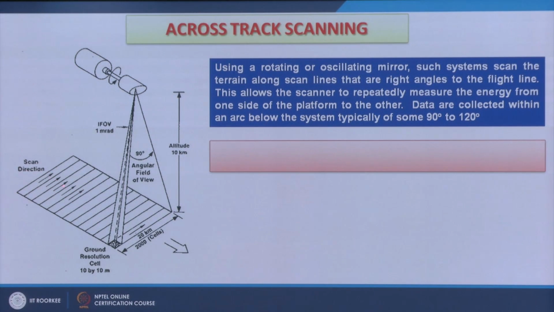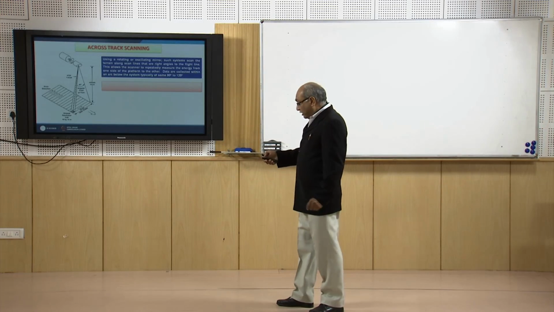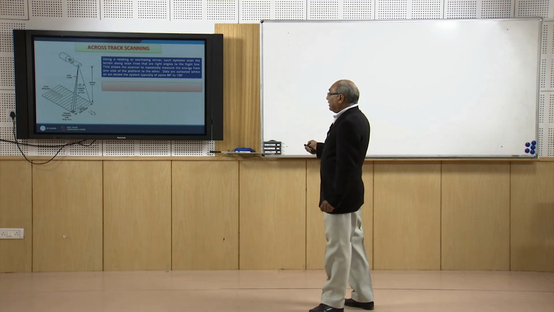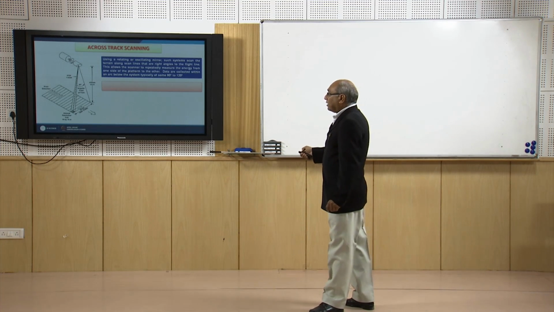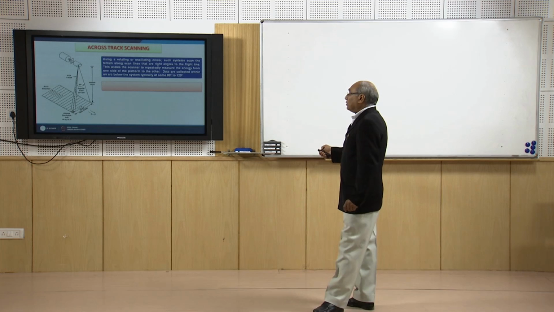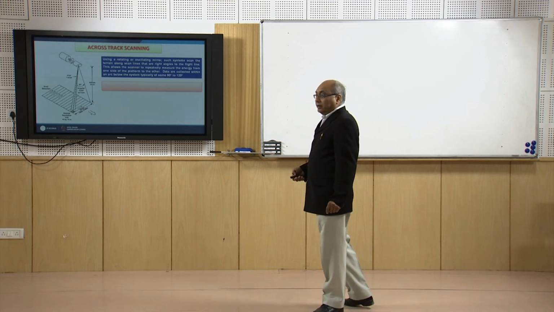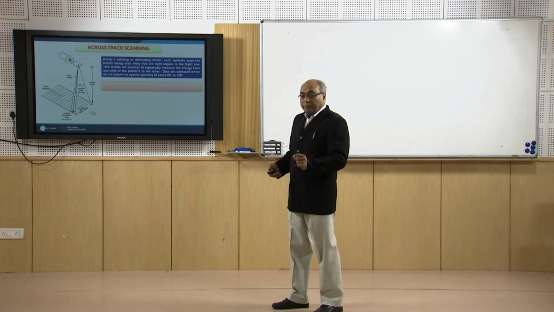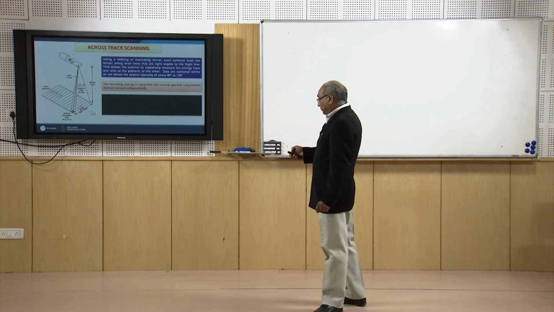So once the satellite moves, it goes to the next line, then the next line, and likewise it keeps scanning and recording the data or sending data to the earth stations, and this way the data is collected within an arc below the system, typically of some 90° to 120°. But these may introduce some complications or some problems which we will see a little later.